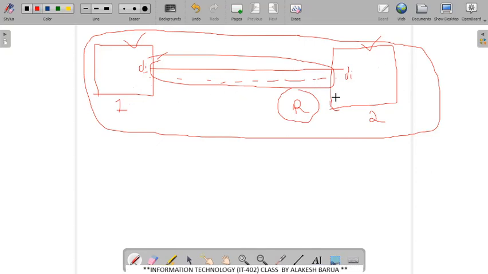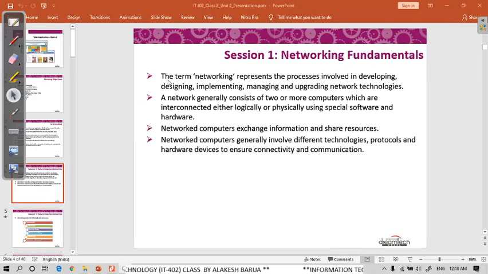Now these two devices can be anything. Okay, these two devices can be two telephones, these two devices can be two computers, two smartphones, it does not matter. What matters is they are exchanging data and information amongst each other. If they are exchanging data and information, then these devices are said to be in a network. Got it? So that is the basic definitions that are given here.